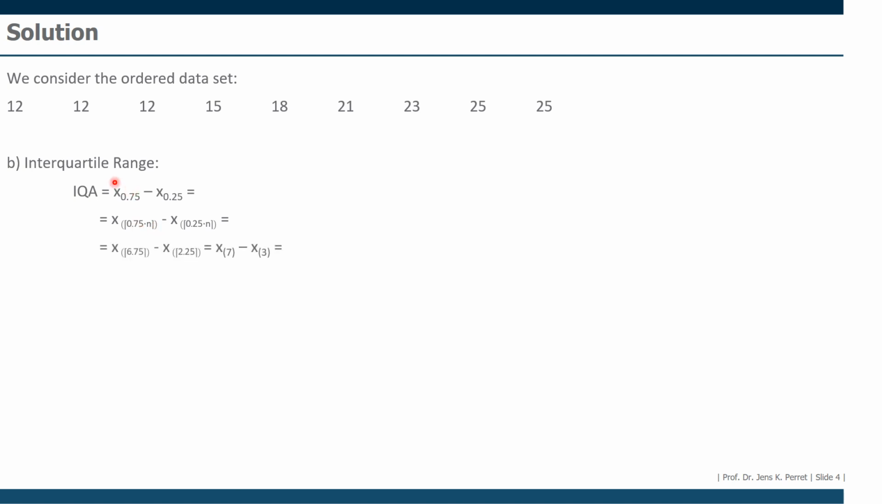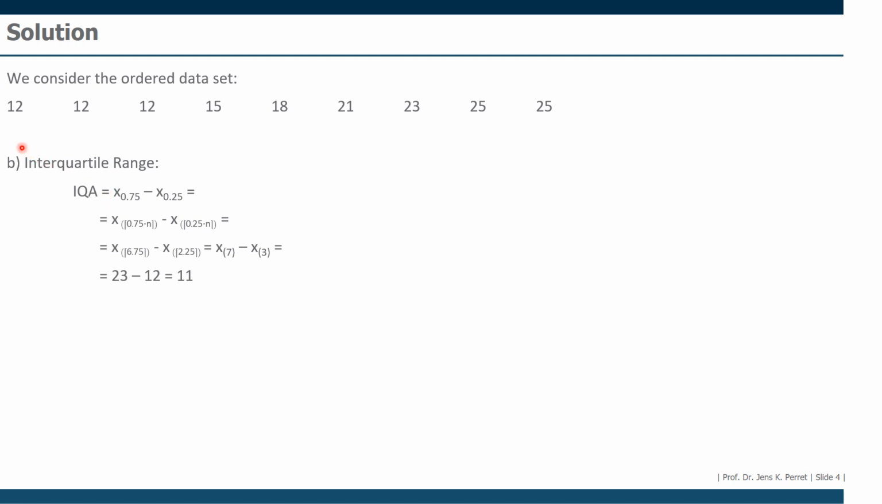If I multiply the 0.75 with the observations, which in this case is 9, I'm getting 6.75. And if I'm multiplying 0.25 with 9, I get 2.25. As I said, in both cases I'm going to round up. So here I'm getting 7 and here I'm getting 3. Then I only have to look up the 7th value and the 3rd value in my data set, meaning I'm going to take the 23 and I'm going to take the 12. Taking the difference of those two gives me 11, which is my interquartile range.